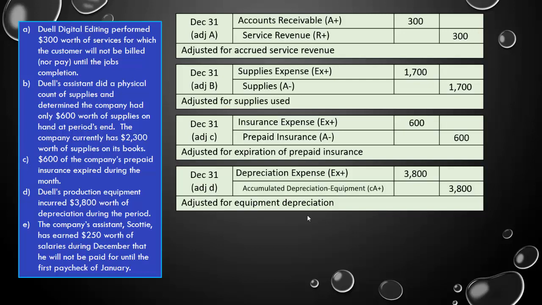So the adjustment for depreciation is always the same. It is a debit to depreciation expense, and a credit to accumulated depreciation for the amount of depreciation recognized during the period, which in this case was $3,800.